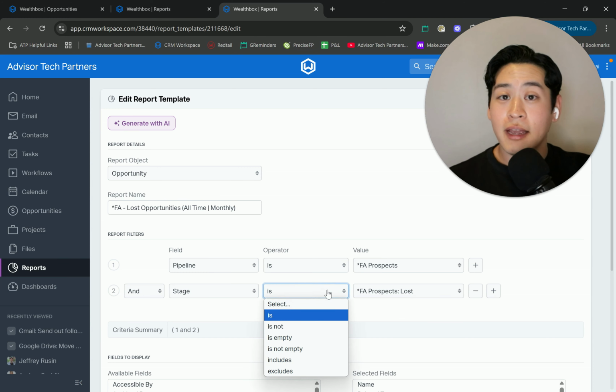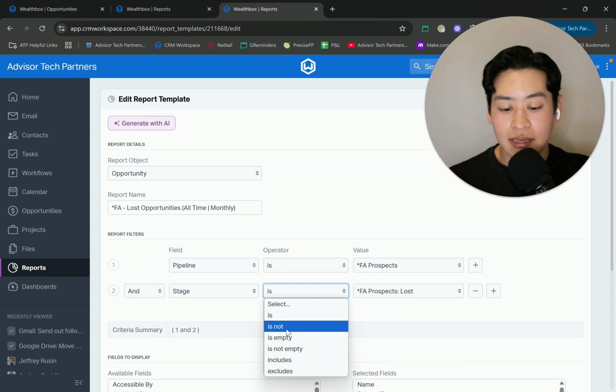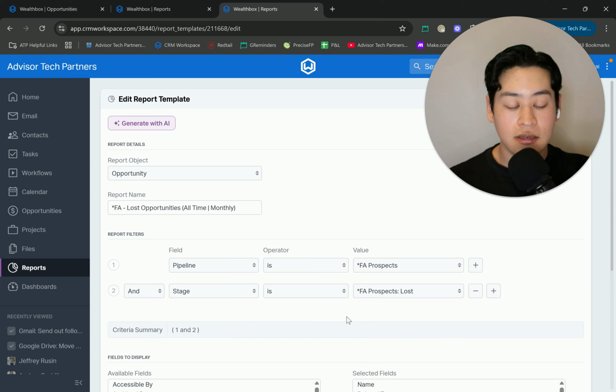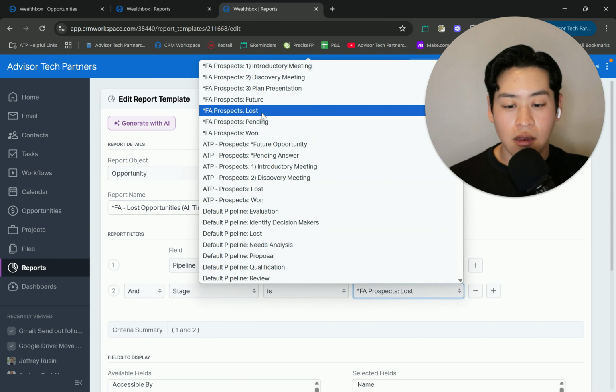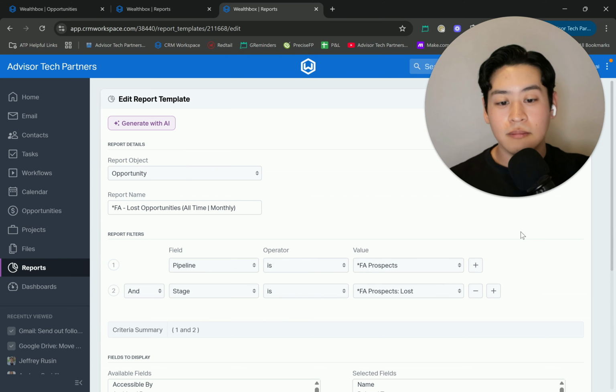So if we, on the counter side, wanted to show all of these stages except the lost, then we would change that to is not. But in our case, we'll leave it as is, and we're making sure that we select the lost stage.